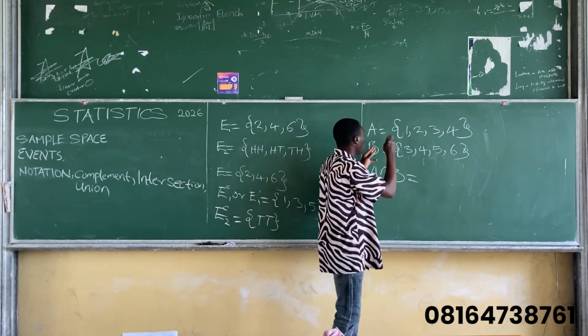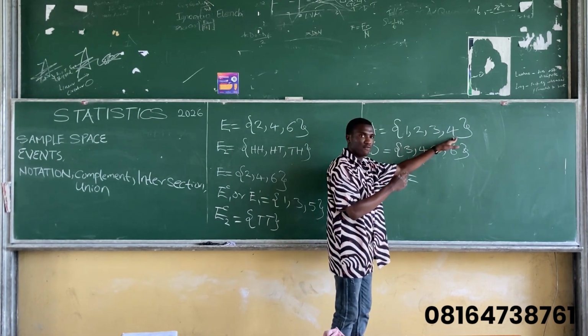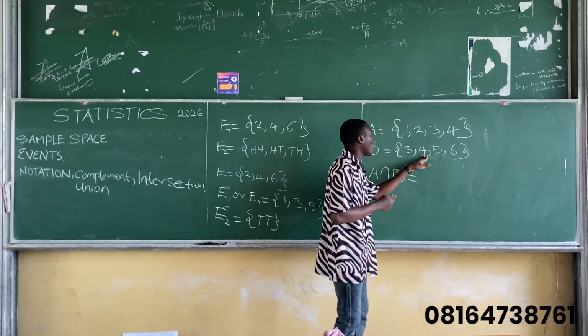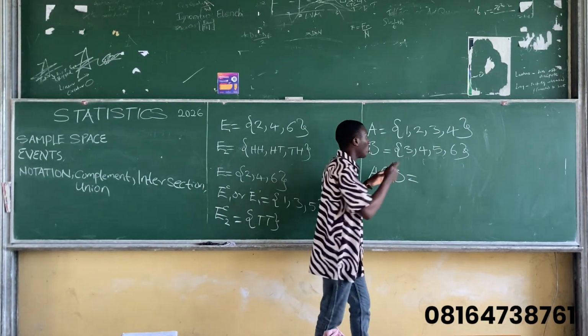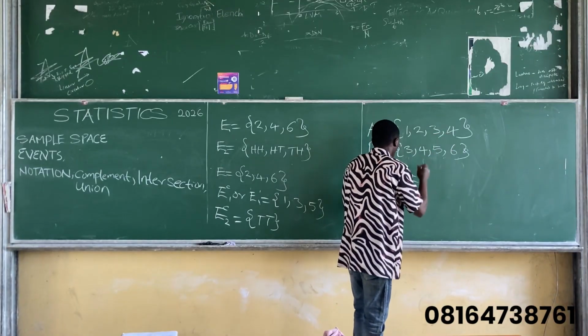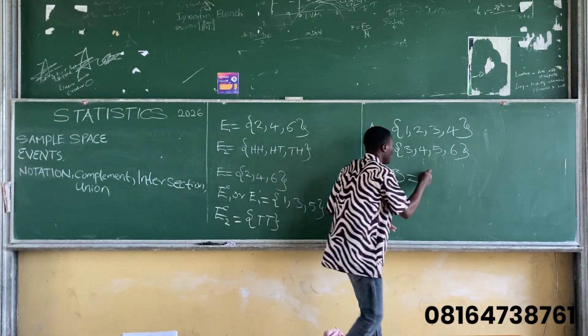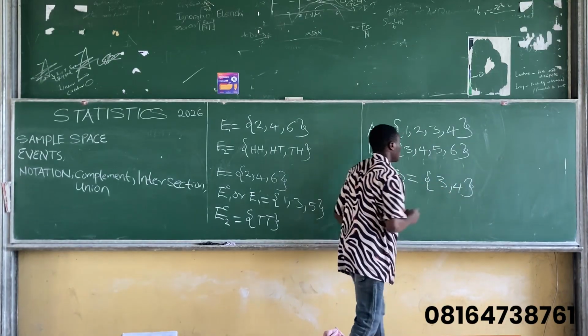Now we have that the sample points for event A are 1, 2, 3, and 4, while the sample points for event B are 3, 4, 5, and 6. Therefore, the 2 sample points that we have in common are 3 and 4, meaning that the intersection between event A and event B will be 3 and 4.